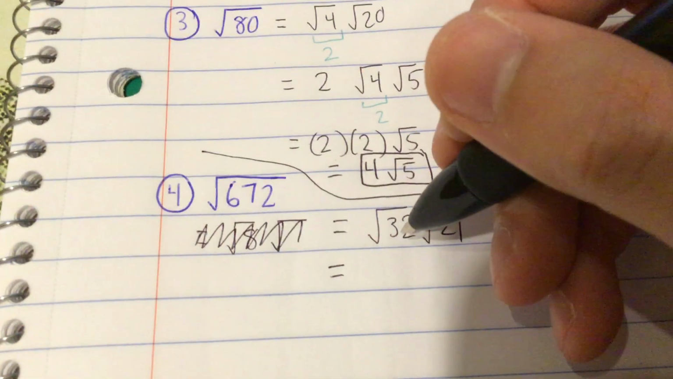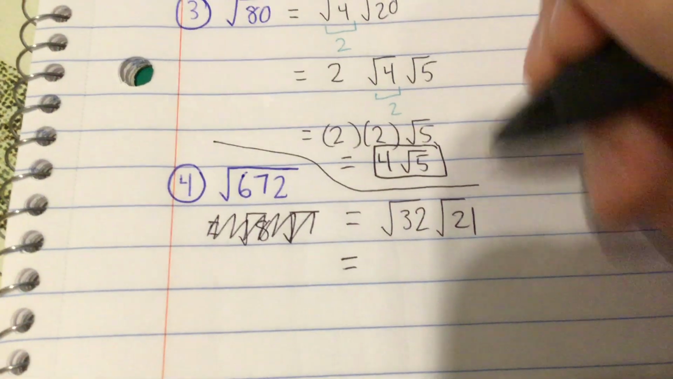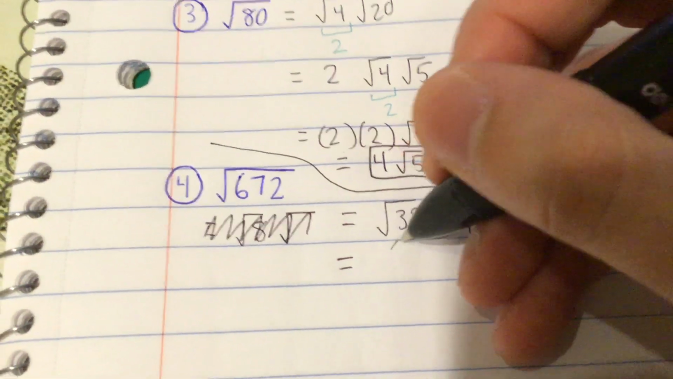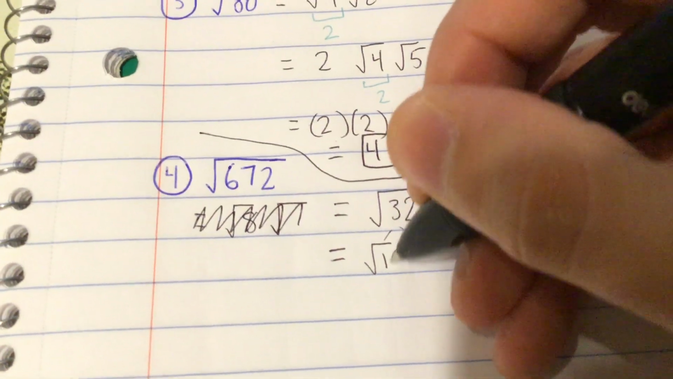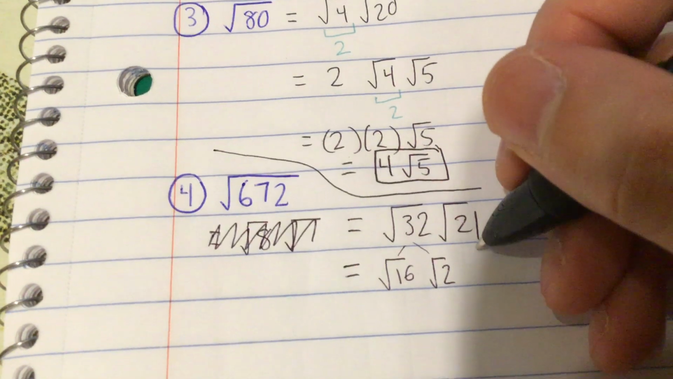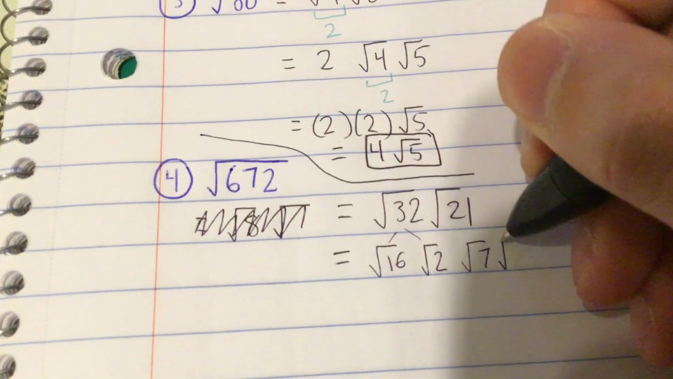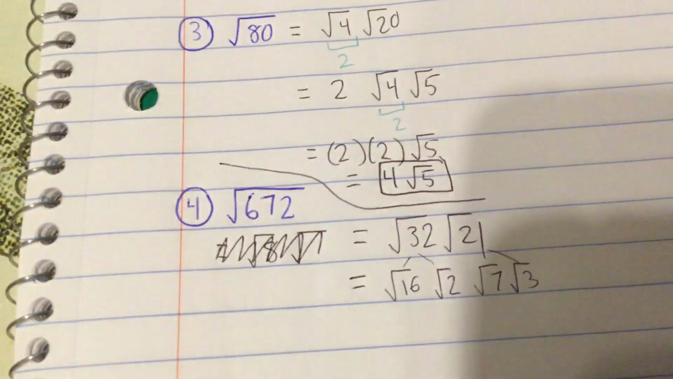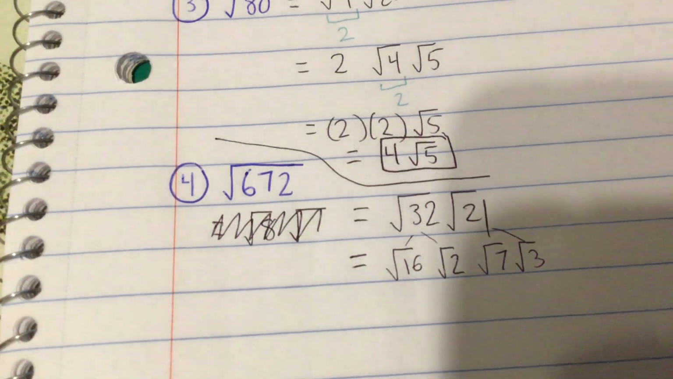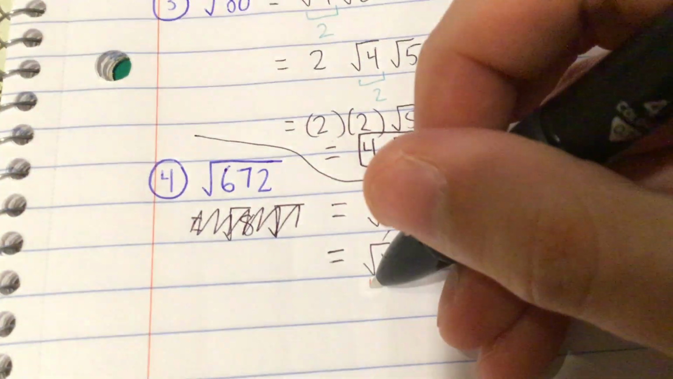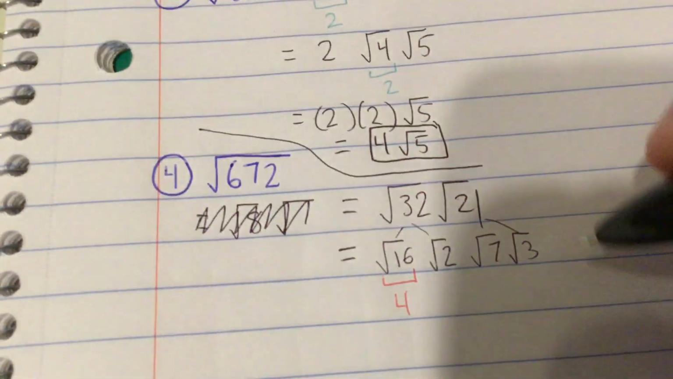Anyway, let's break down the square root of 32. Well, I know that a perfect square can be taken out. I'm going to take out radical 16, radical 2, and I'm going to break up radical 7 times radical 3 here. Well, I know that I can break up radical 16 into 8 times 2 or 4 times 4, but you know what? It is a perfect square. So why not just pull out the 4 right here?